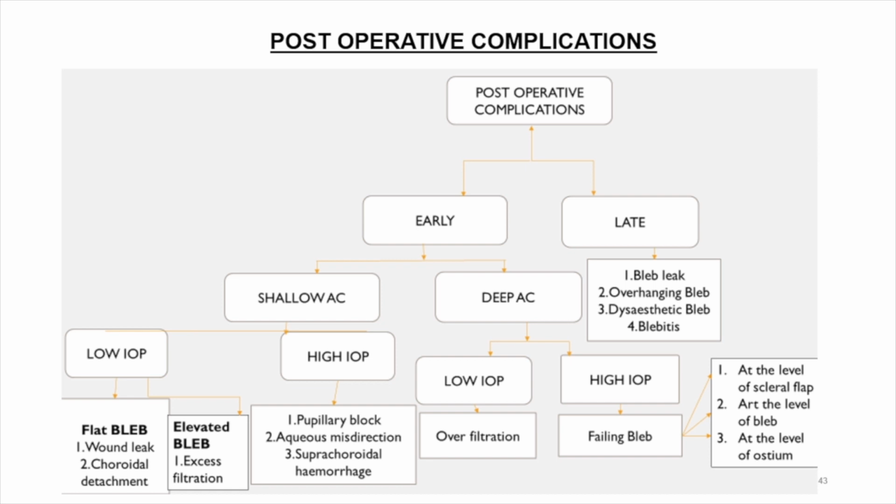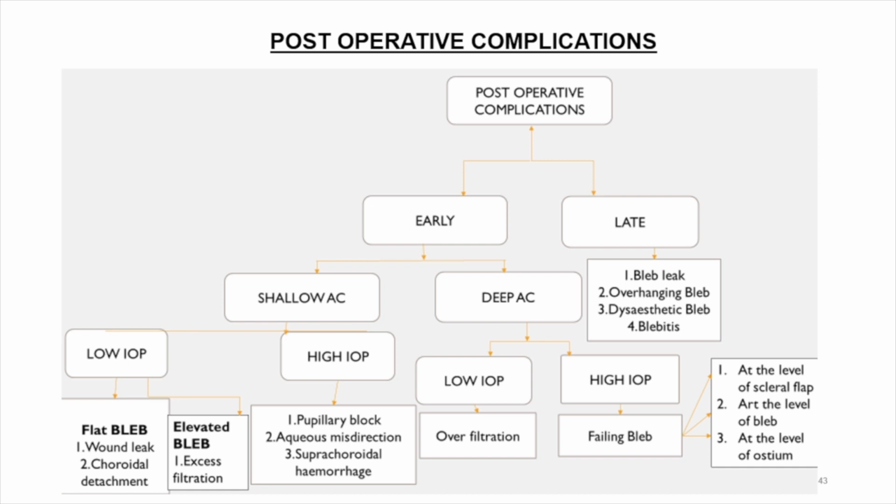Now moving on to the post-operative complications, which can be divided into early and late. The early post-operative complications can further be divided into shallow AC and deep AC. A shallow AC with a low IOP can have a flat bleb, as in wound leak and choroidal detachment, or an elevated bleb, as in a case of excess filtration. Shallow AC with a high IOP can be 3 things: pupillary block, aqueous misdirection, or a suprachoroidal hemorrhage.